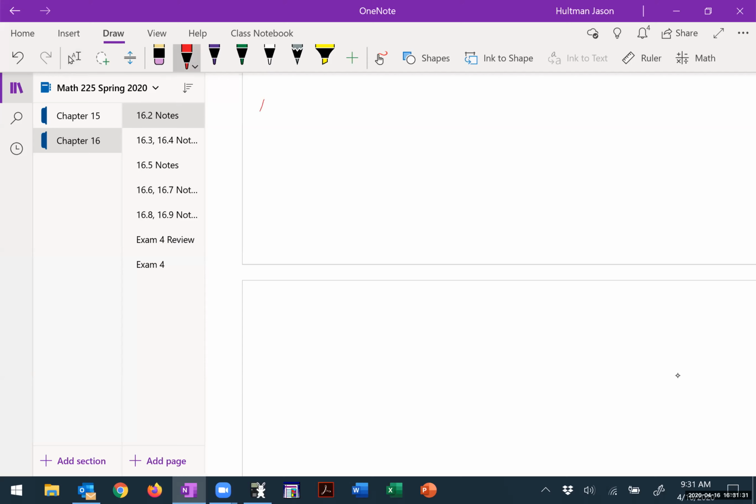Line integrals in 3 dimensions. Okay, we're going to do line integrals now in 3 dimensions. So again, extremely similar to what we've already done. We're just going to add a 3rd dimension. It's really nothing to worry about.